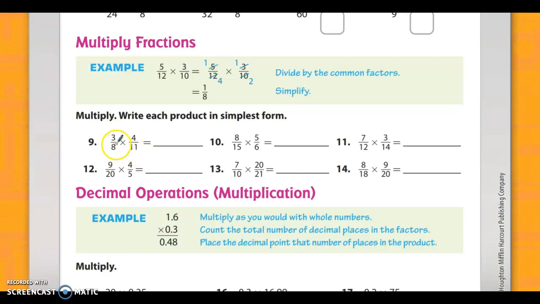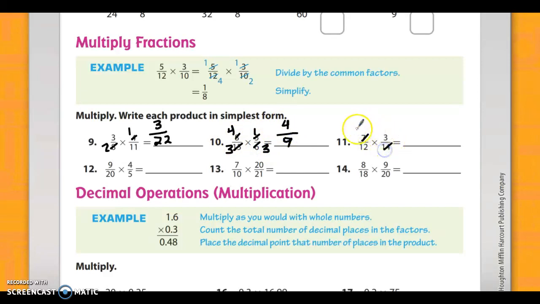3 and 11 don't share a factor, but 4 and 8 do. 4 divided by 4 is 1, and 8 divided by 4 is 2. Now I have 3 times 1 is 3, over 2 times 11 is 22. 5 and 15 would simplify to 1 and 3. 8 and 6 share a factor of 2. 8 divided by 2 is 4, and 6 divided by 2 is 3. Now I have 4 times 1 over 3 times 3. It's 4/9.